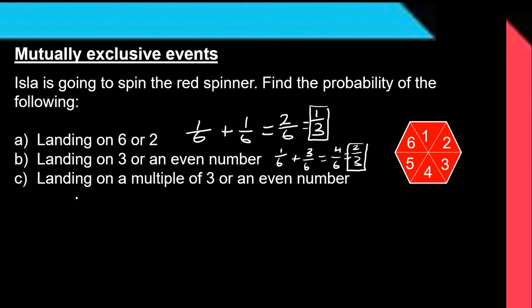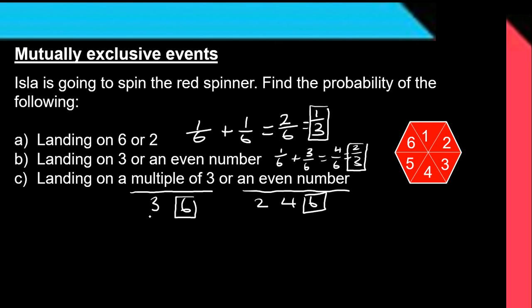Right, C, what's the probability of it landing on a multiple of 3 or an even number? Okay, right, now here's a problem. A multiple of 3, we can have 3, 6, and an even number, we can have 2, 4, and 6. If you notice, 6 appears in both of them. So these are not mutually exclusive events. So we would not use the rule we have just used before. We would just maybe list all the outcomes. Okay, and you can't double count the 6.